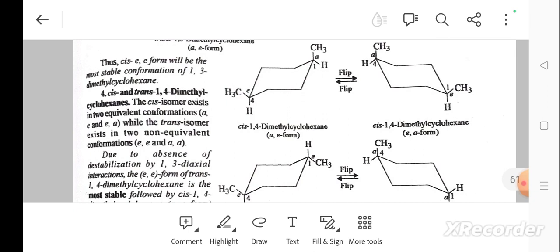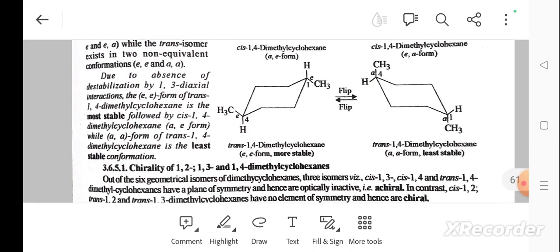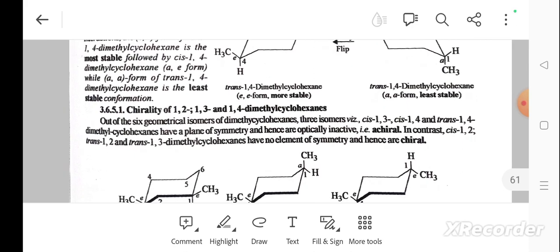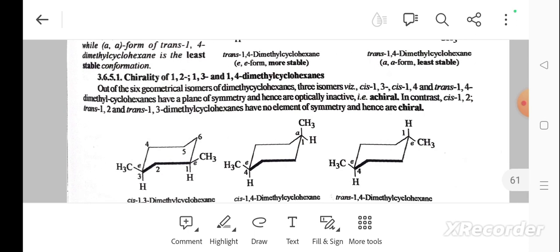Fourth, cis and trans 1,4-dimethylcyclohexane. The cis isomer exists in two equivalent configurations, while the trans isomer exists in two non-equivalent configurations. The EE form of trans-1,4-dimethylcyclohexane is more stable, followed by the cis-1,4-dimethylcyclohexane, while the AA form of trans-1,4-dimethylcyclohexane is the least stable configuration. Stability of 1,2, 1,3 and 1,4-dimethylcyclohexane.